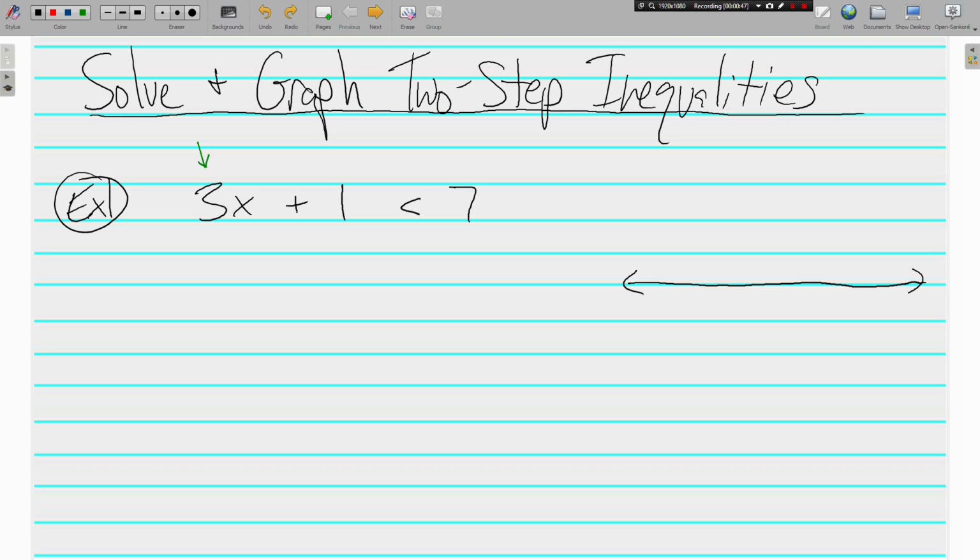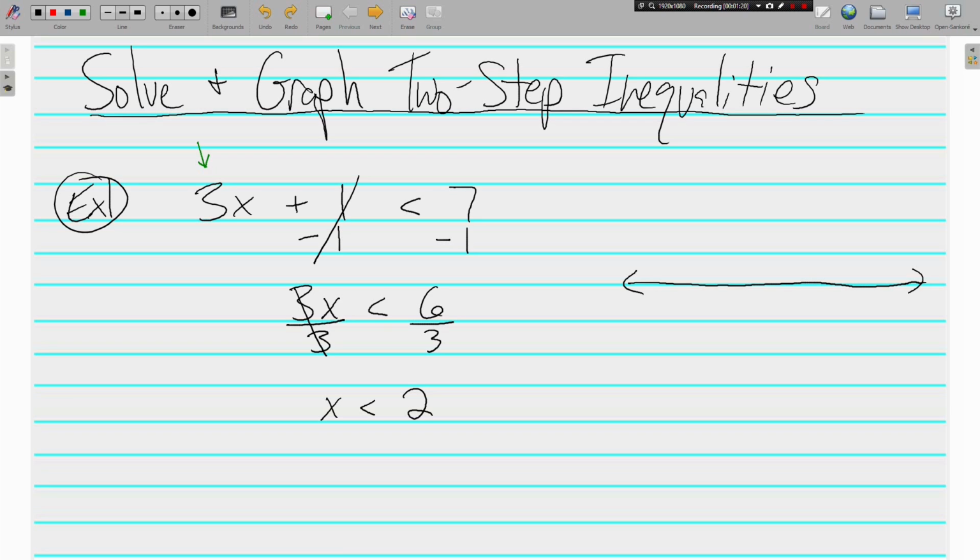How do you undo positive 1? With a negative 1. And what you do to one side, you must do to the other side. So we're now at 3x is less than 6. And how do we undo multiplying a 3? By dividing by 3. What you do to one side, you must do to the other side, and we get our solution of x is less than 2.